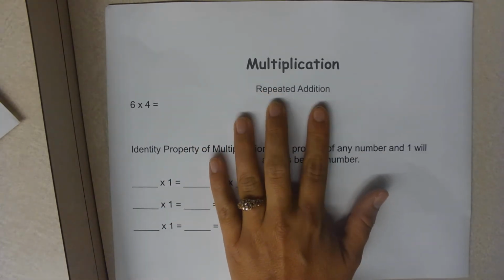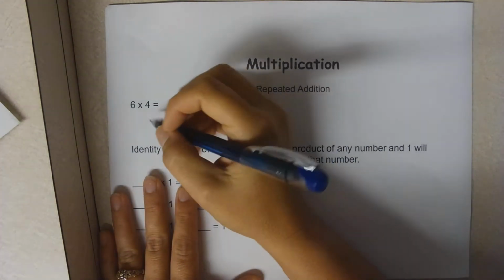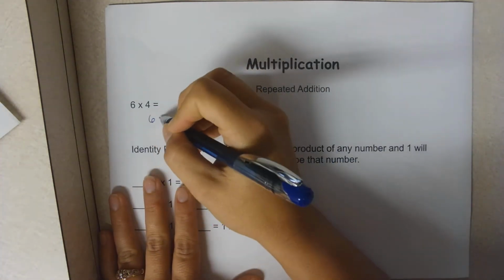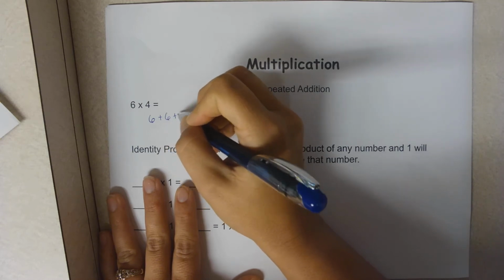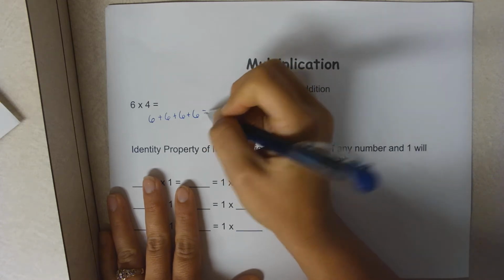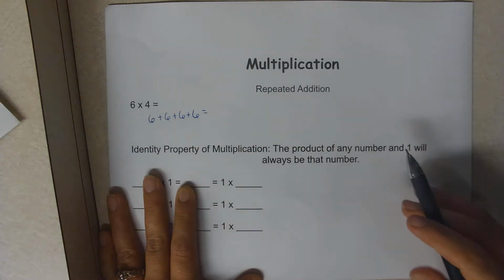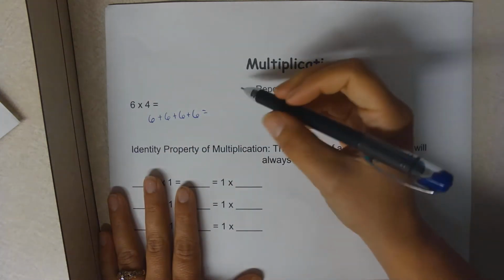Multiplication is just repeated addition. 6 times 4 is just 6 4 times. Another way to say that is 6 groups of 4 if you would like to, or 4 groups of 6.